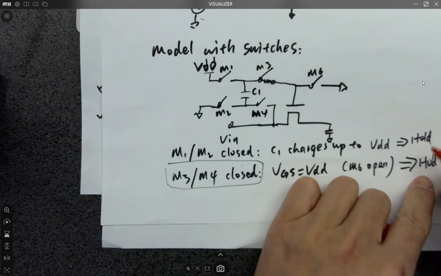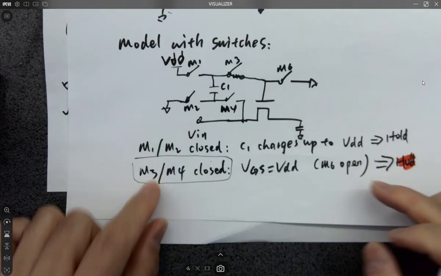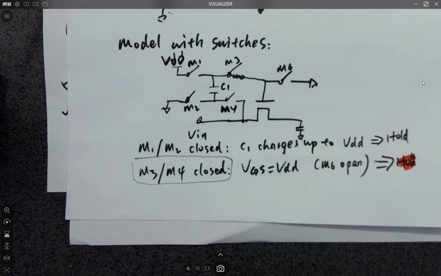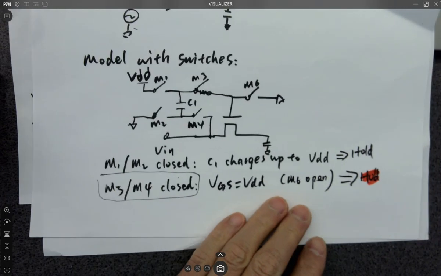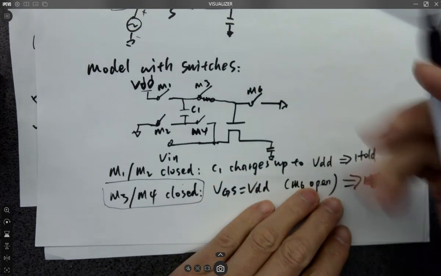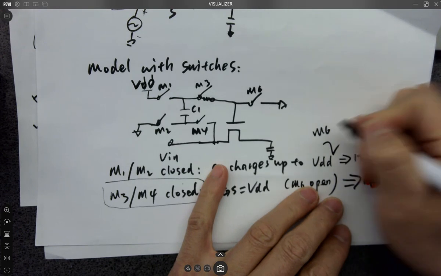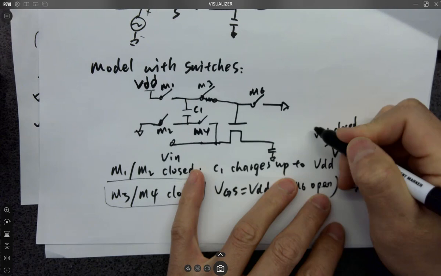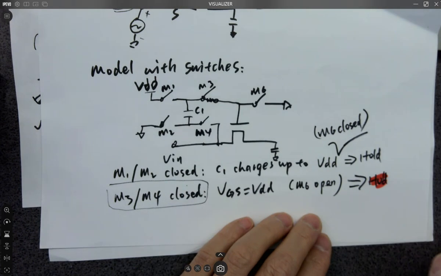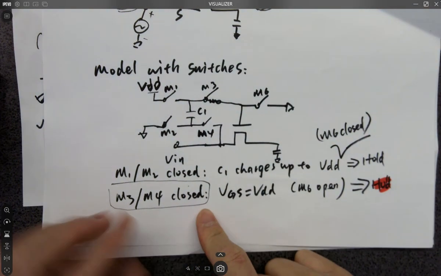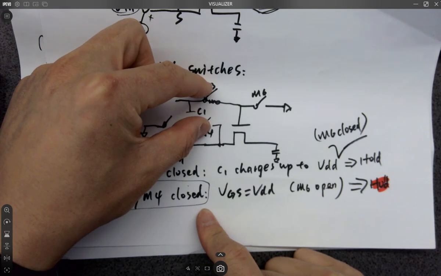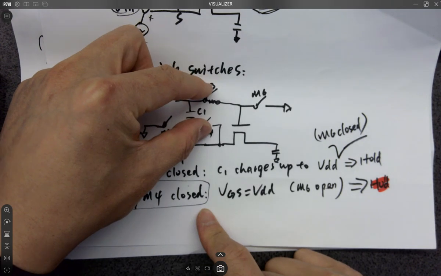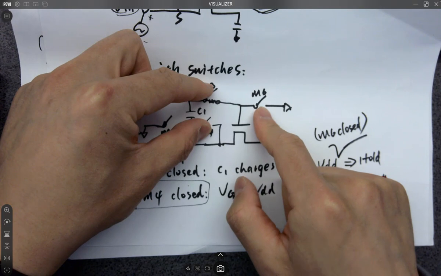Then what about this one? What about this phase? What's the name of this phase? Okay, so for this one, M6 is closed, right? And for this one, if these two are closed, M6 is open, all right?